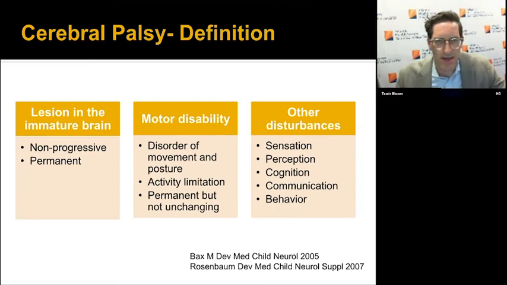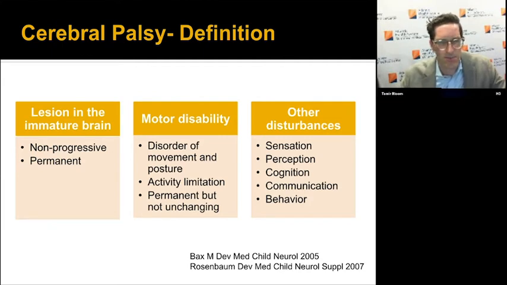So let's start off with a definition. What is cerebral palsy? Cerebral palsy is a condition that is defined primarily by a lesion to the immature or developing brain. This lesion is sometimes called static encephalopathy. The lesion is non-progressive and permanent.